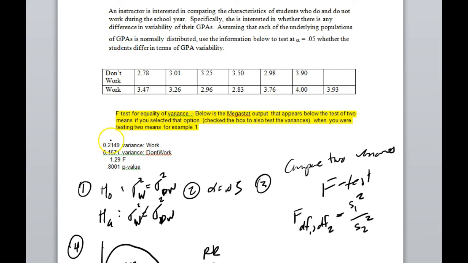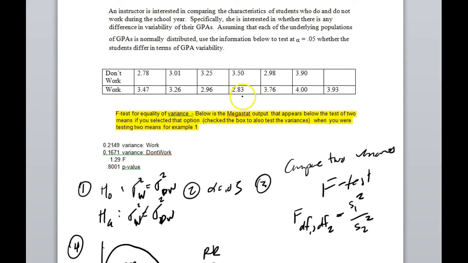So work is our, first of all, we'll look at these statistics. Work is our larger variance. So this is going to be the thing that goes on the top of our fraction. Because work is the larger variance, that's going to be our numerator, right? So that's going to be the first degrees of freedom that we look for in the table.